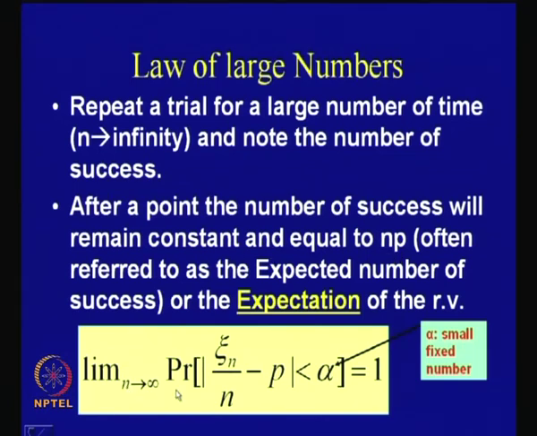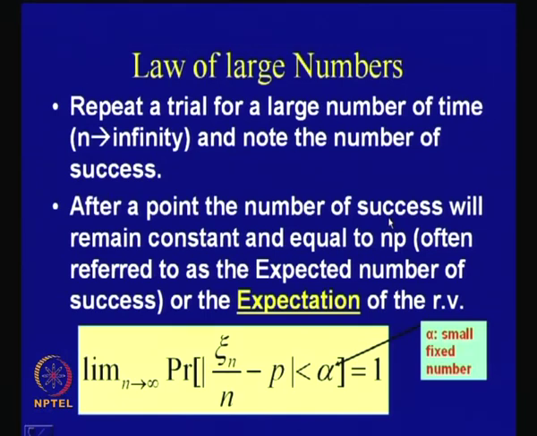As it is told here, the limit as n tends to infinity of the probability that the absolute value of epsilon n by n minus p is less than a very small but fixed number is equal to 1. So this is what is called the law of large numbers, which says that if you repeat the experiment a large number of times, then the number of successes will be found by computing the expectation of the random variable. The expectation gives us an estimate of the number of times a success of an experiment will occur if I repeat the experiment a large number of times.